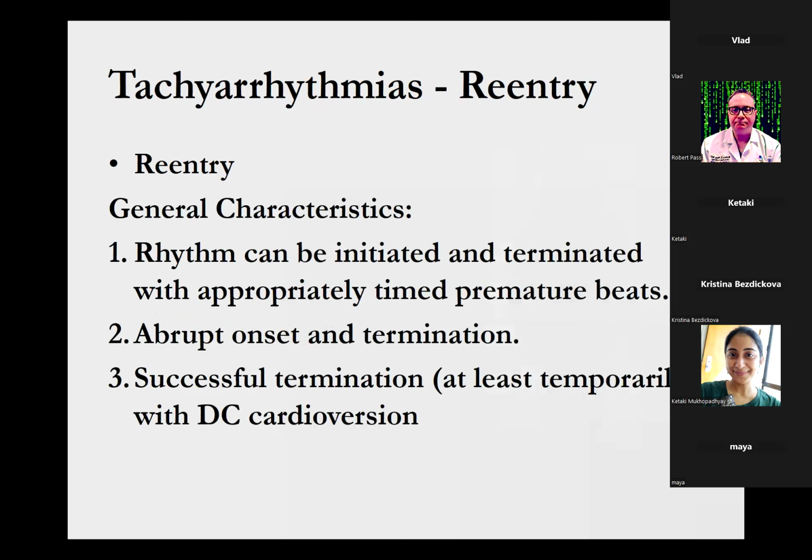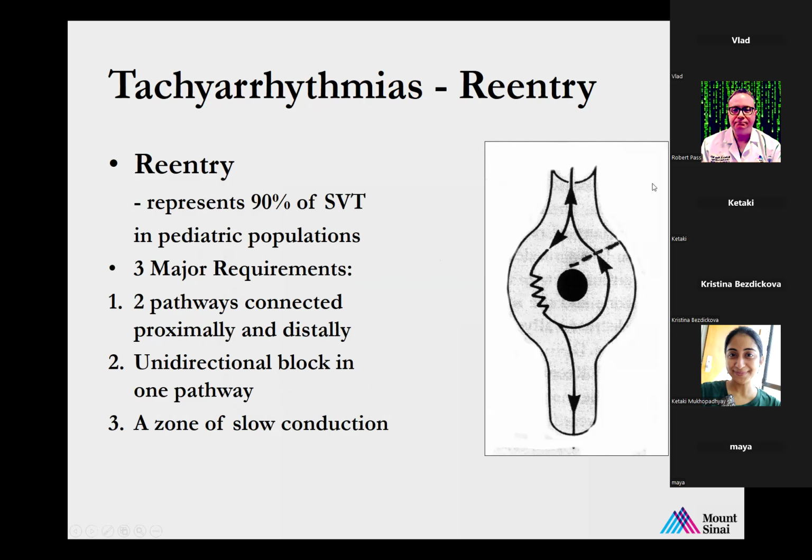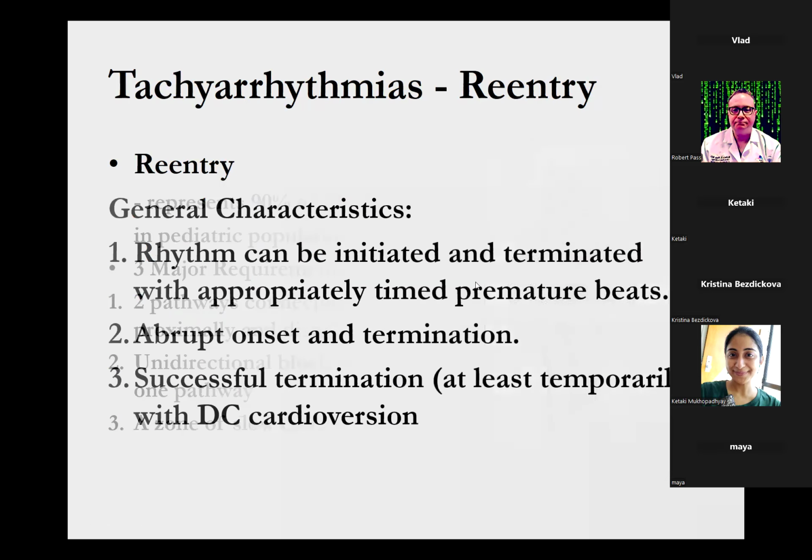So what are some of the most important general characteristics? Well, reentrant arrhythmias can be initiated and terminated with appropriately timed premature beats. Again, if you have a premature beat that takes advantage of a difference in the refractory periods of these two pathways, then it will allow conduction through one but block in the other. So you have to have an appropriately initiated and timed beat. Reentrant arrhythmias often have an abrupt onset and termination.